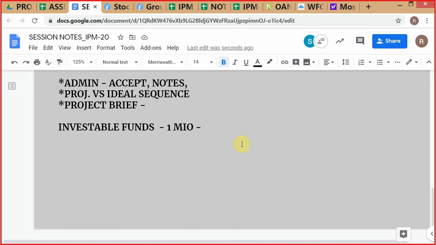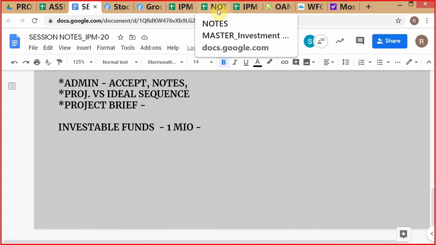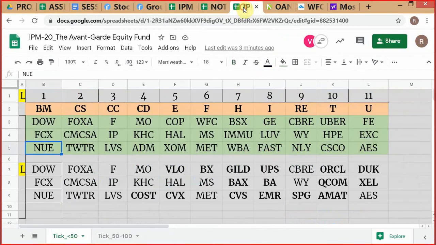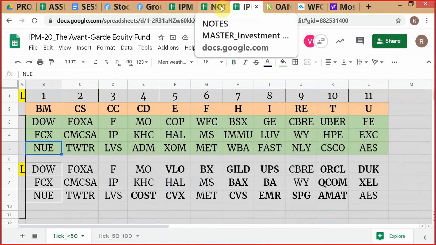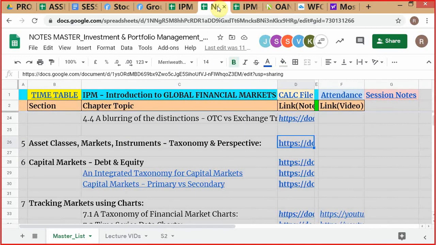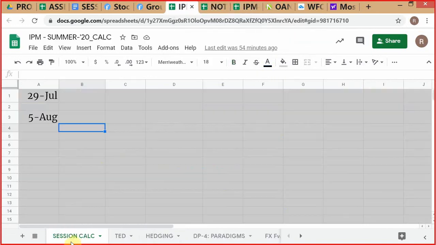Can I invest in any kind of assets? Okay, 1 minute. Let's do one thing now. As she's making her comments, in the notes master, oh no, I put it in the IPM calc file. Okay, in the calc file, I have created this. This is going to be your spreadsheet equivalent of this file.